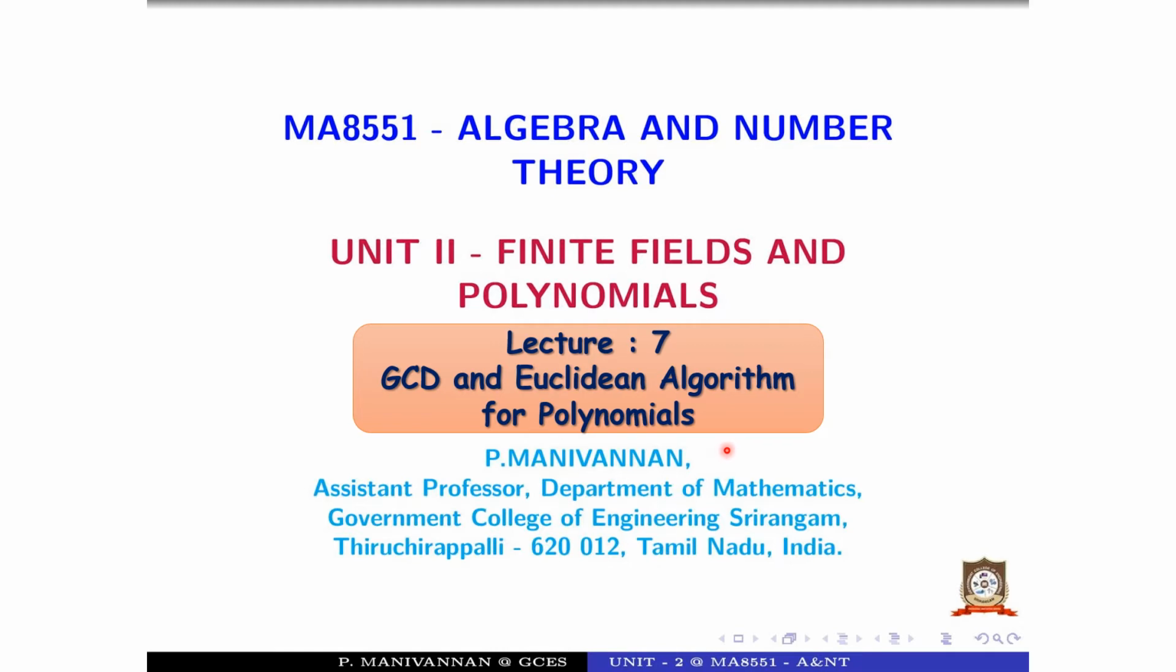This video is for BE Computer Science students, third year paper MA8551, Algebra and Number Theory, Unit 2, Finite Fields and Polynomials. Lecture video number 7: GCD and Euclidean algorithm for polynomials. This is for polynomials only.